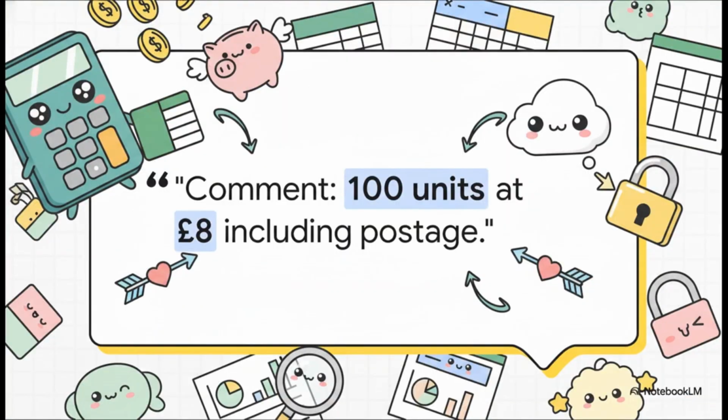And this is why you've got to use Excel's comment feature. It's so easy. You just right-click the cell, hit Insert Comment, and you can add a little note that explains the why behind the number. In this case, 100 units at £8 each, including postage. See? Now that number has context. It tells a story, and that level of detail is exactly what a bank wants to see.